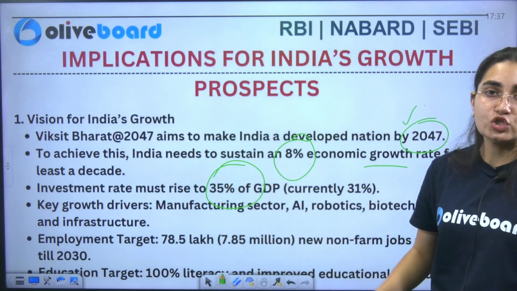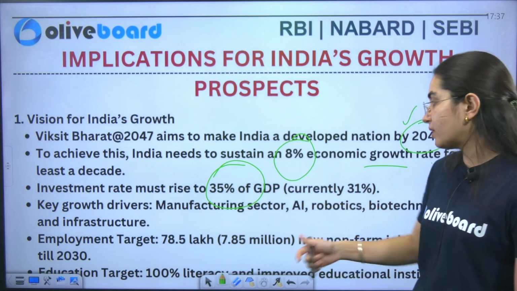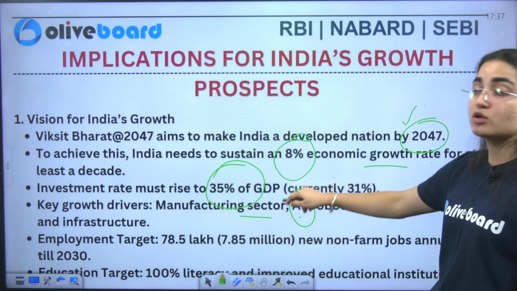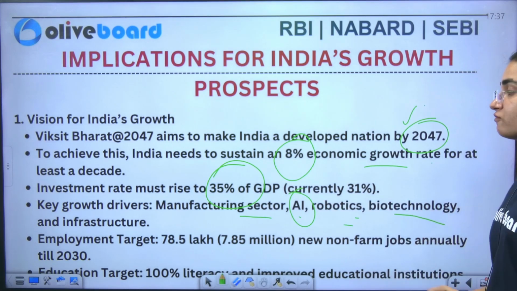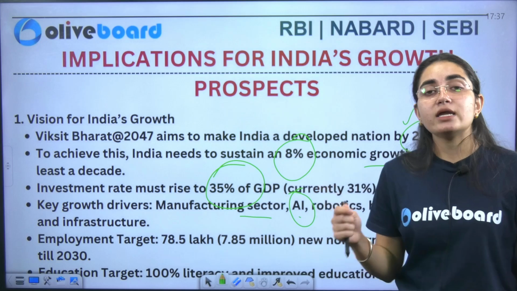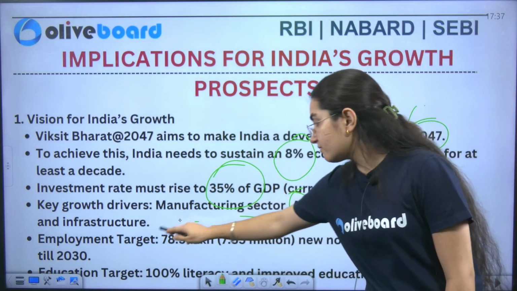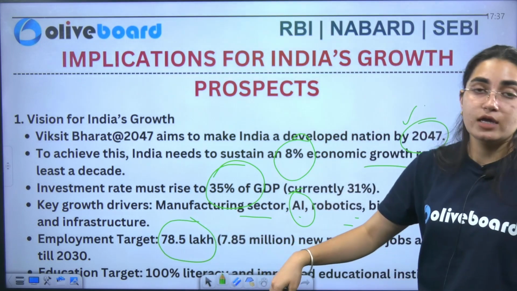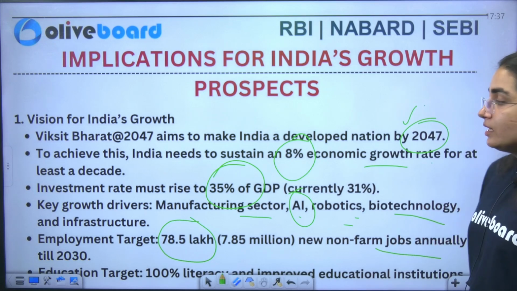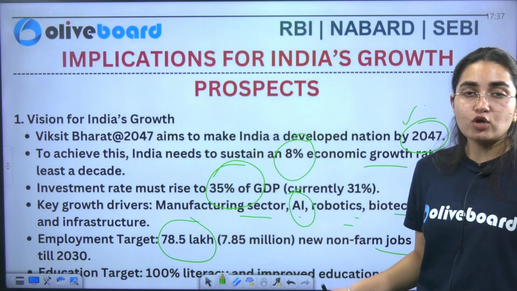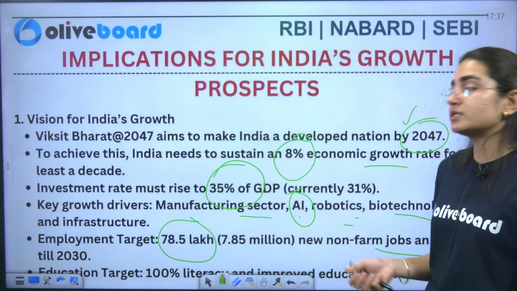ग्रोथ इनिशिएटिव्स या फिर एरियाज की बात करूँ, सो मैन्युफैक्चरिंग सेक्टर में ग्रोथ चाहिए, एआई में, रोबोटिक्स में, टेक्नोलॉजी में, बायोटेक्नोलॉजी में और इंफ्रास्ट्रक्चर में ग्रोथ चाहिए. Now what is our employment target? So you can see 78.5 lakh is our employability target that is creating new farm jobs annually till 2030. Similarly, if I talk about education target, that is 100% literacy.